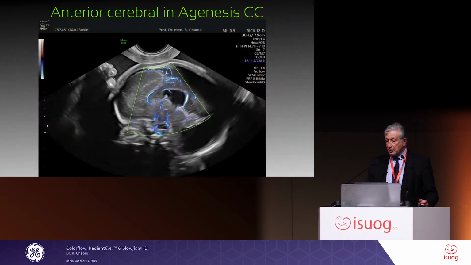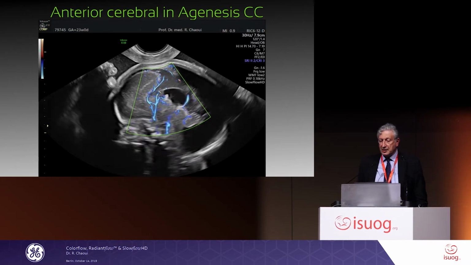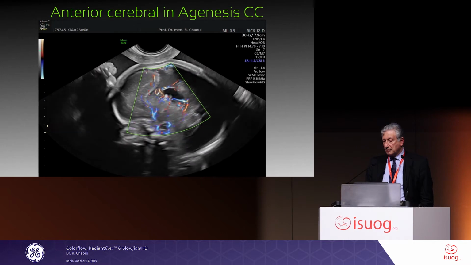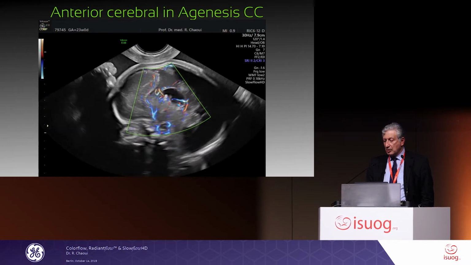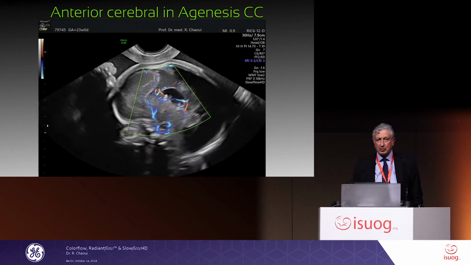This is the vaginal view, and of course you will perform a transvaginal ultrasound when you have a suspicious brain anomaly, and you see in this fetus there was an abnormal posterior fossa, there was an agenesis of the corpus callosum, there was also an interhemispheric cyst, and also abnormal gyration. So you see here the vessels, how they look absolutely odd and different than the normal cases.